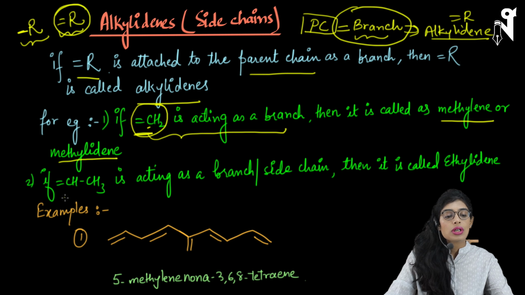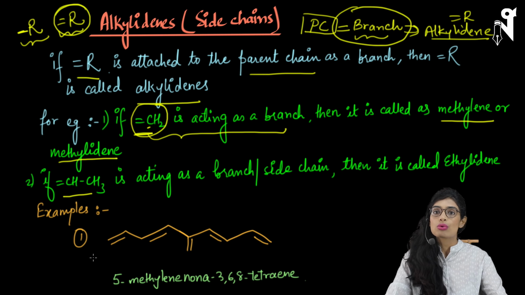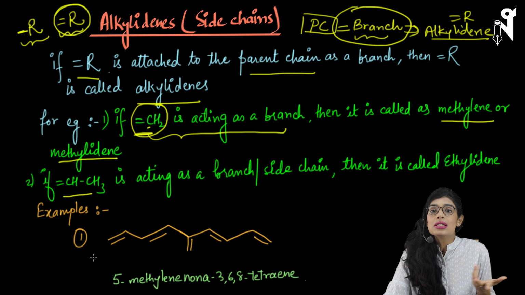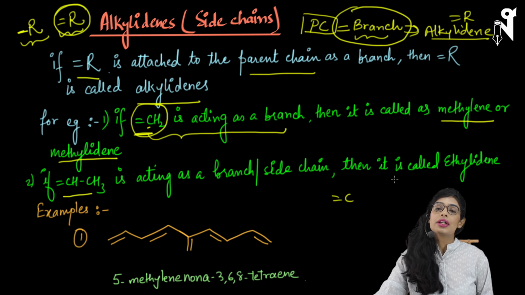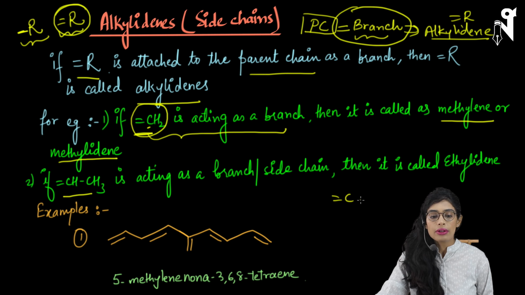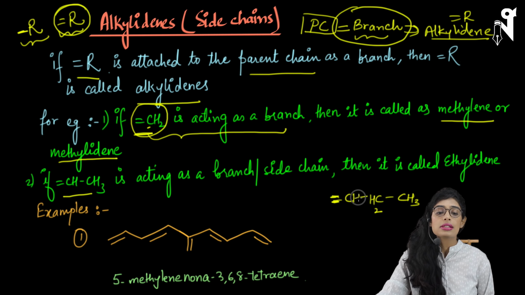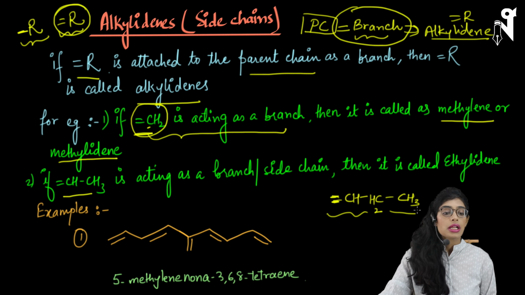Similarly, if I have a double bond CH3, here you don't have to count or remember the number of hydrogens. It's just the valency which has to be fulfilled by hydrogen. If somebody asks me to make an alkylidene using 3 carbons, I will just write 3 carbons first, and the first carbon is attached to the principal carbon chain using a double bond. Now the remaining valencies will be fulfilled by hydrogen.